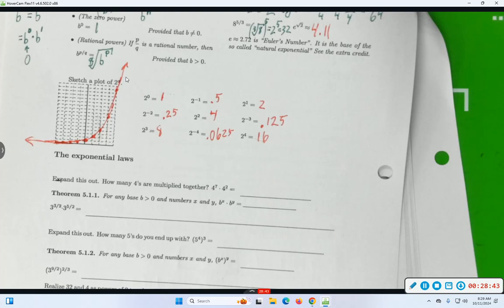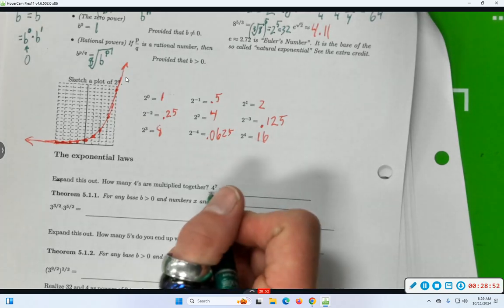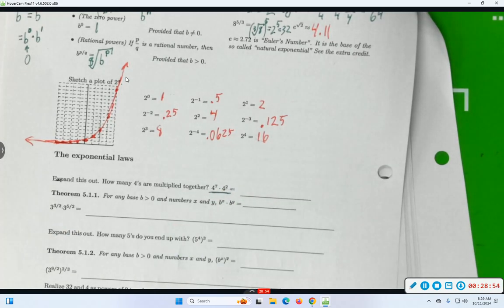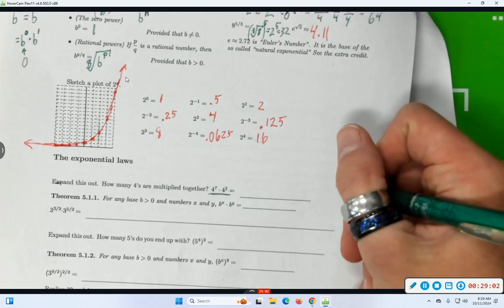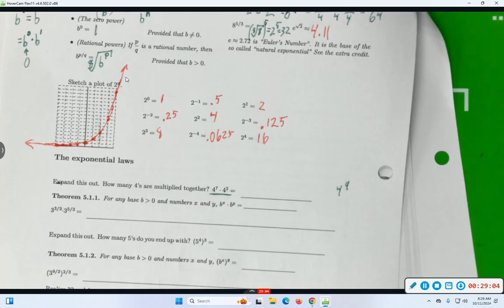Let's start stating some of the algebraic laws that exponential functions follow. So let's start with this. Let's simplify that: 4 to the 7 times 4 to the 2. Let's just write down what that means. Yeah, that would be 4 to the 9th. I think it is 4 to the 9th. But why?